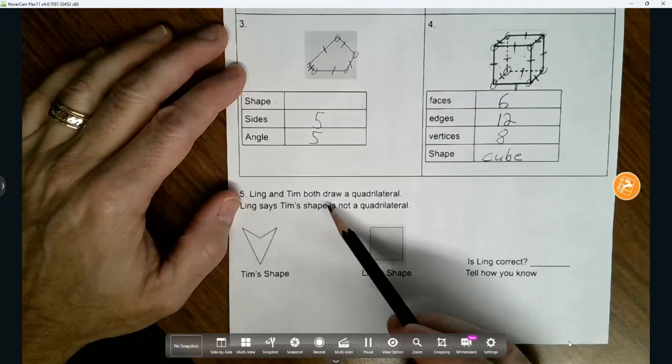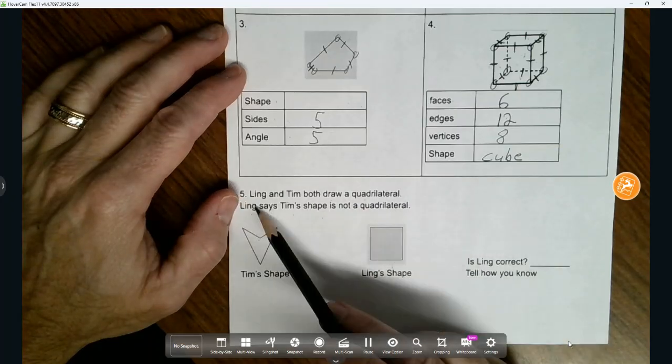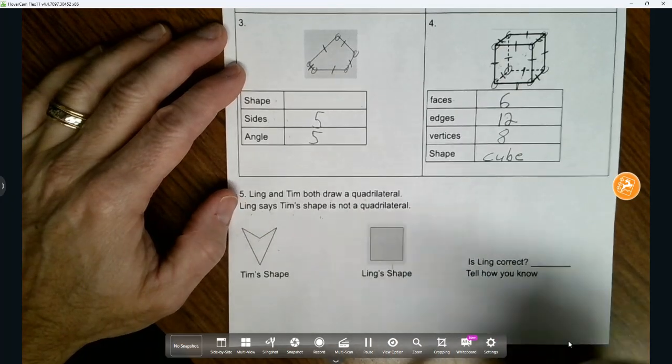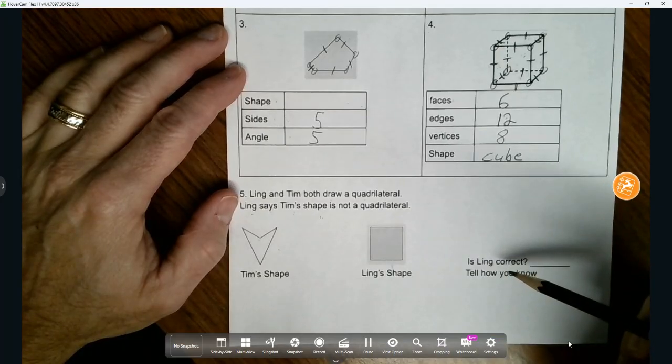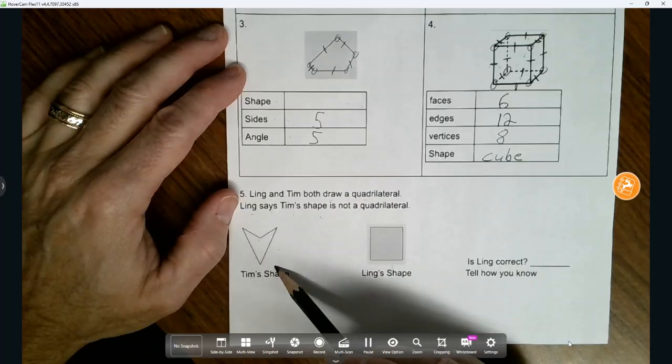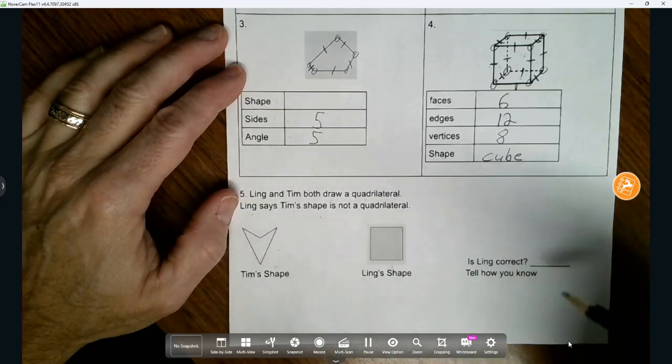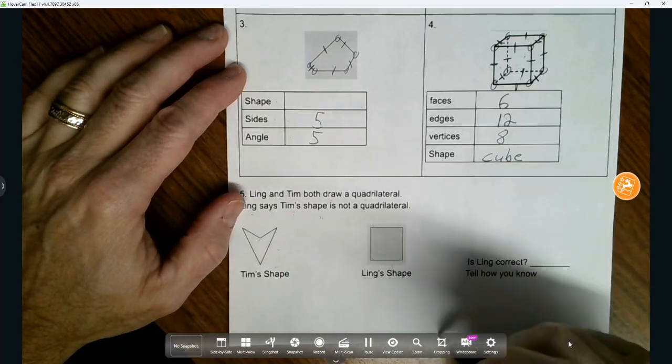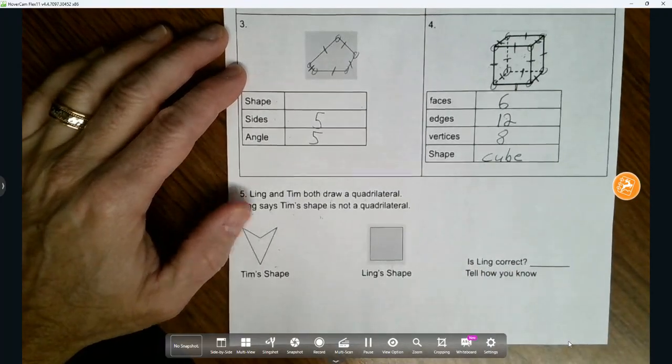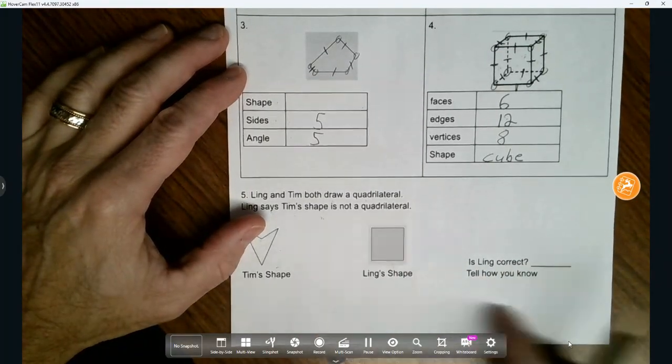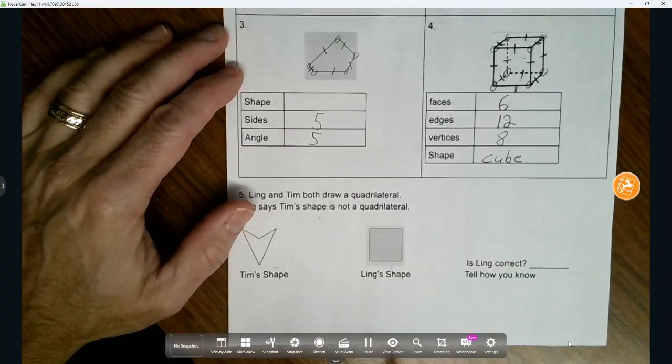Ling and Tim both draw a quadrilateral. Ling says Tim's shape is not a quadrilateral. So you have to say, is Ling correct? She says this is not a quadrilateral. So yes or no, is Ling correct? And then you have to tell how you know. All right, write it right here. You got all this room. Write it out. All right, over to the back.